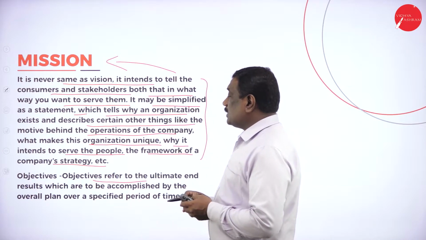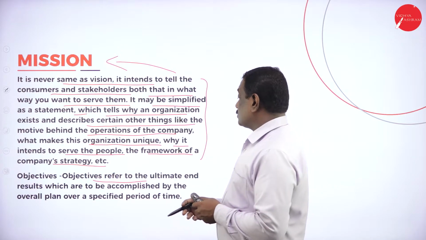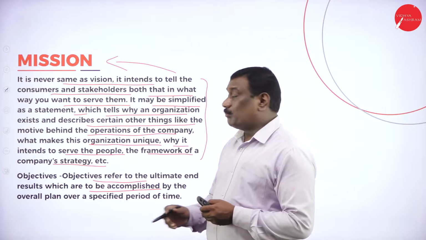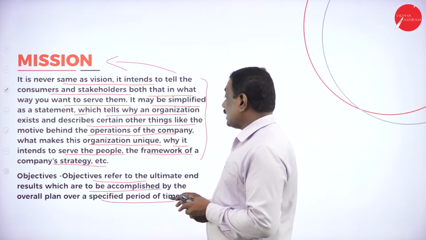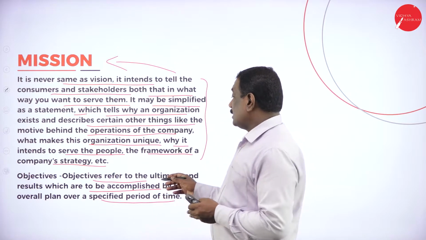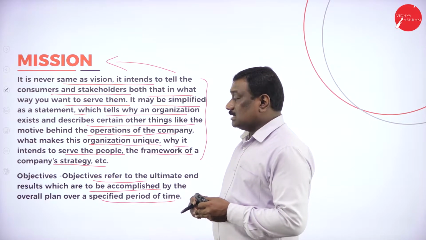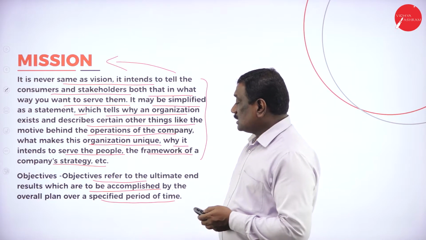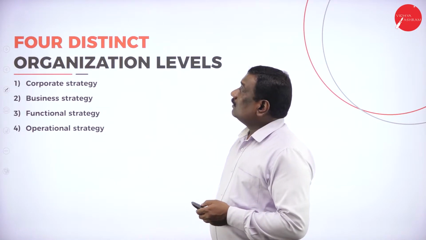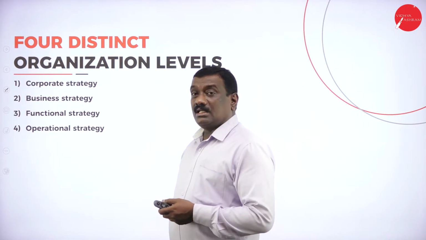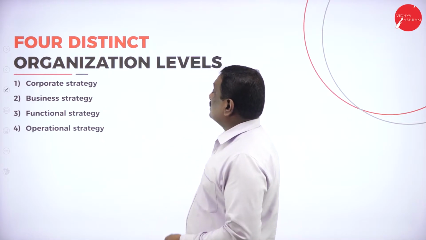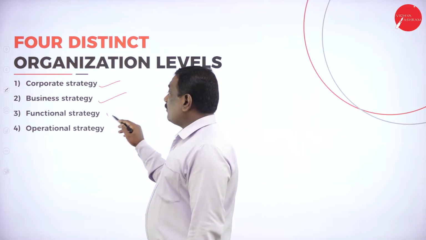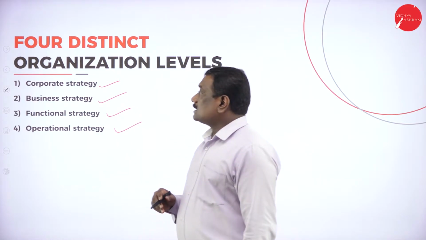Now coming to the objectives. Objectives refer to the ultimate end results which are to be accomplished by the overall plan over a specific period of time. Then here we have the 4 distinct organizational levels: first the corporate strategy, business strategy, functional strategy, and operational strategy.